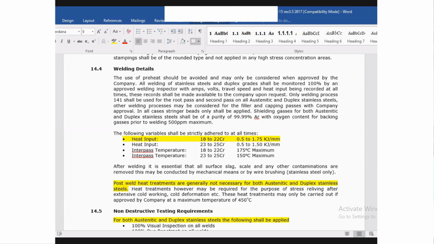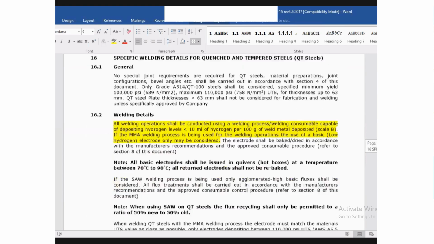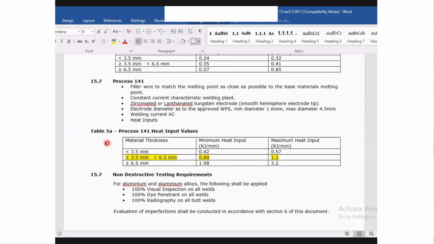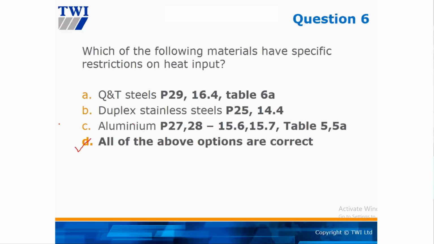All right. For aluminum, look at pages 27 and 28. For example, in this table 5A, we can see that for different thickness, they give minimum and maximum for the heat input. There is a restriction for the heat input. All right. So that's where the answer goes to all of the above. Yeah.